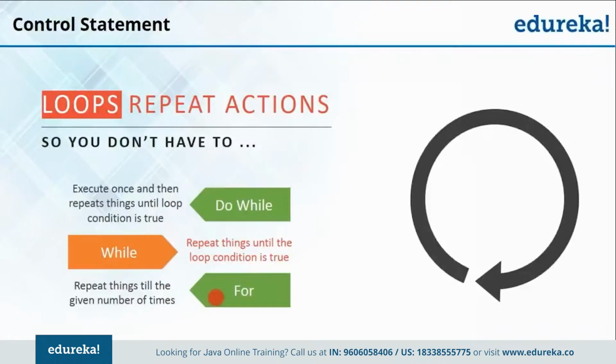After that you have the for loop. Now the for loop is also an entry control loop, but the difference is you're going to use the for loop when you know the number of times you're going to repeat something. So let's say you want to execute a certain set of statements 10 times, then you can put it in a for loop and specify it has to run for 10 times. So I hope you're clear with respect to the three types of loops we have.